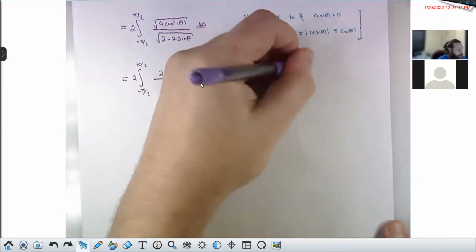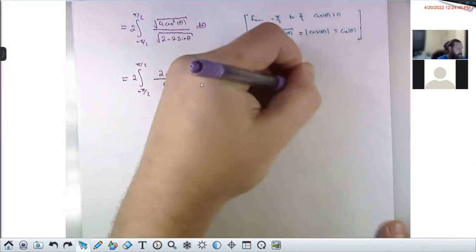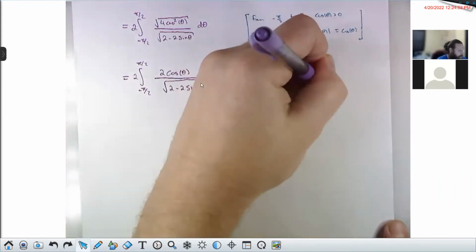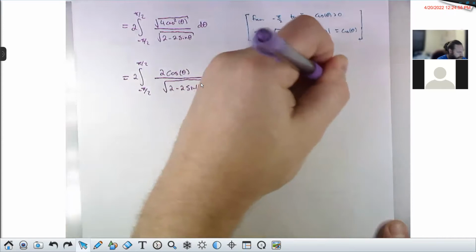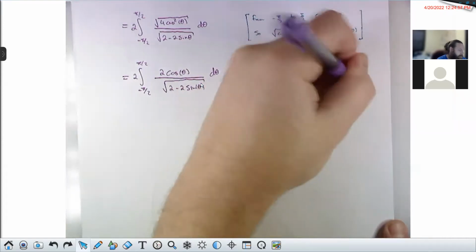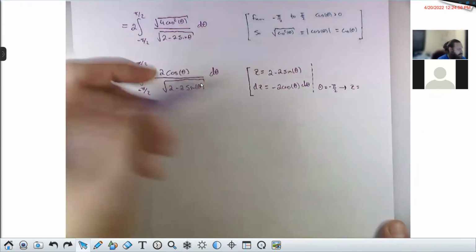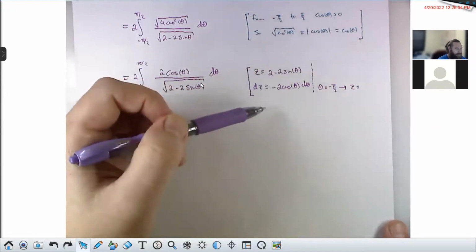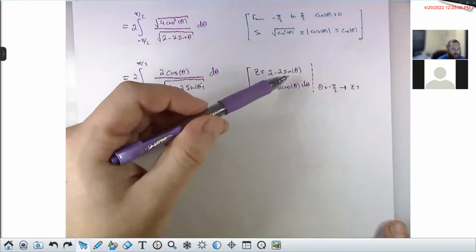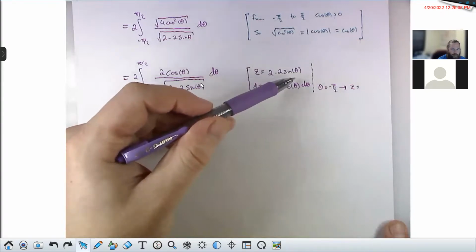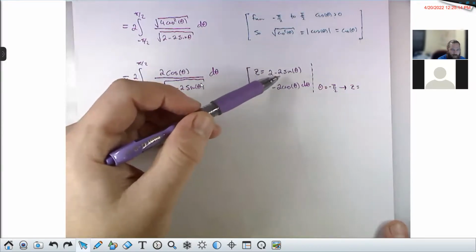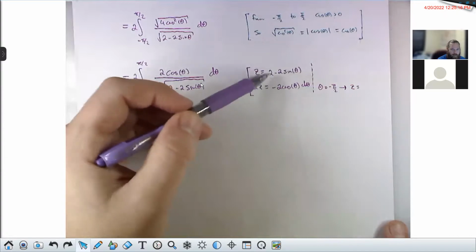Before I jump in and try to calculate my antiderivative, because this is a definite integral, we're going to change the bounds. When theta is negative pi over 2, z is going to be 2 minus 2 times the sine of negative pi over 2. The sine of negative pi over 2 is negative 1, so this is 2 minus 2 times negative 1. That's 2 plus 2, which is 4.